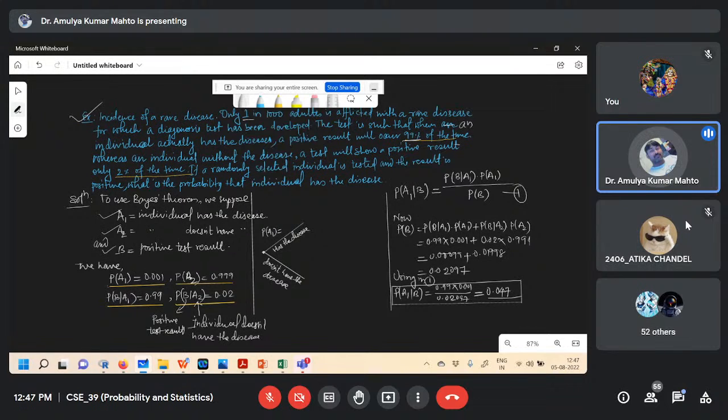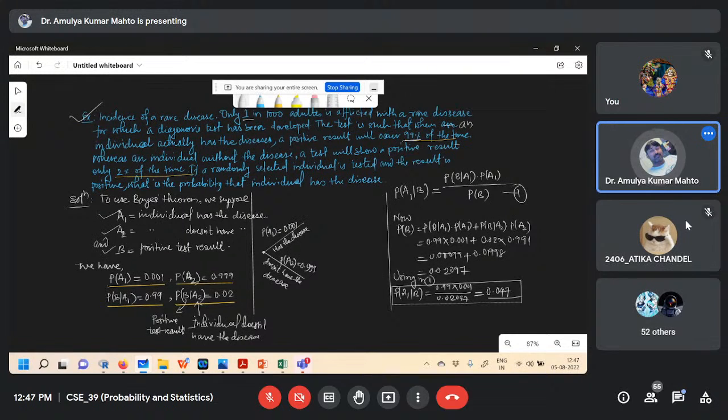So probability of A1, meaning the probability that the individual has the disease, is 0.001. Doesn't have the disease, its probability is 0.999. Got it?